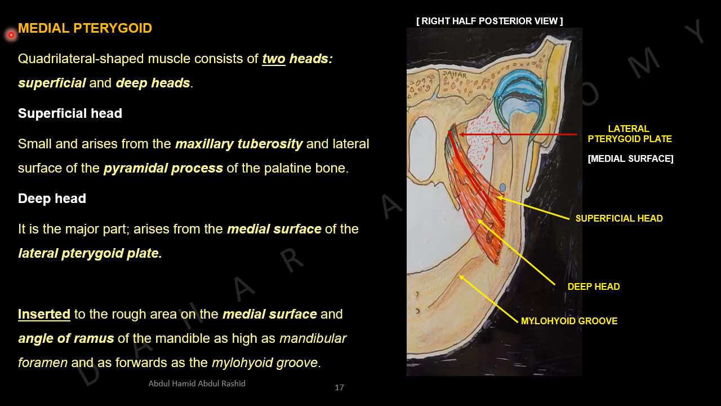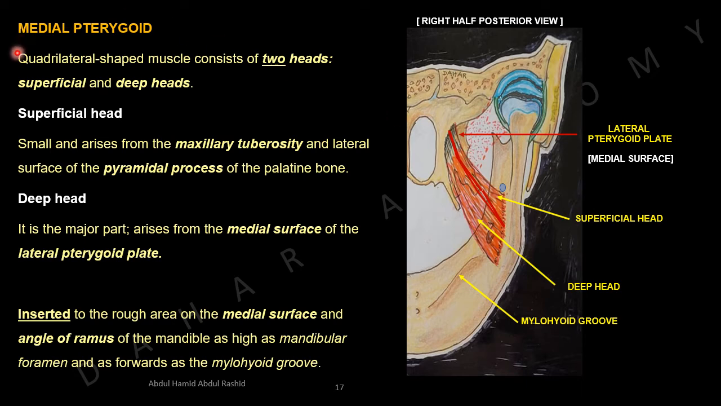Medial pterygoid muscles. This is the diagram of the posterior view of the right half of sphenoid bone and mandible bone. This is ramus of the mandible. This is medial surface. This is mylohyoid groove of the mandible. This is lateral pterygoid plate, medial surface.